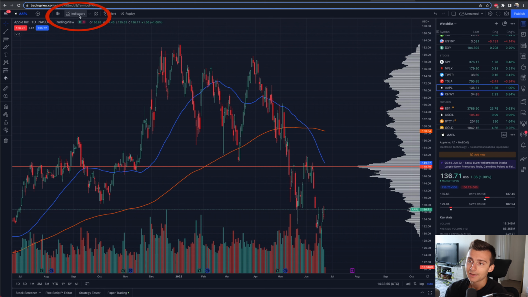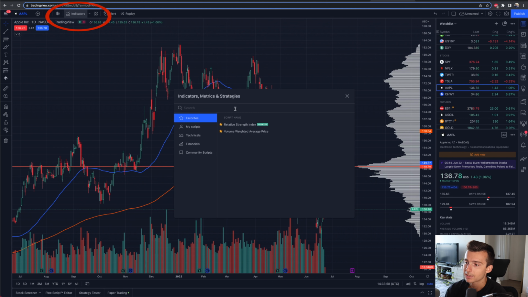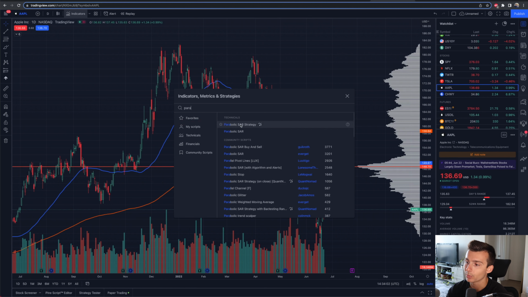Okay, so we're looking at Apple. We're on TradingView. Up in the top left here, we're going to go to the indicator tab. And right here, I'm just going to start typing in para, and then you're going to see the top two, Parabolic SAR, not the strategy. We're going to go with the SAR. So if I click on this, it's going to add it to my chart. You'll now see some blue lines. We're going to go back and edit this in just a second.